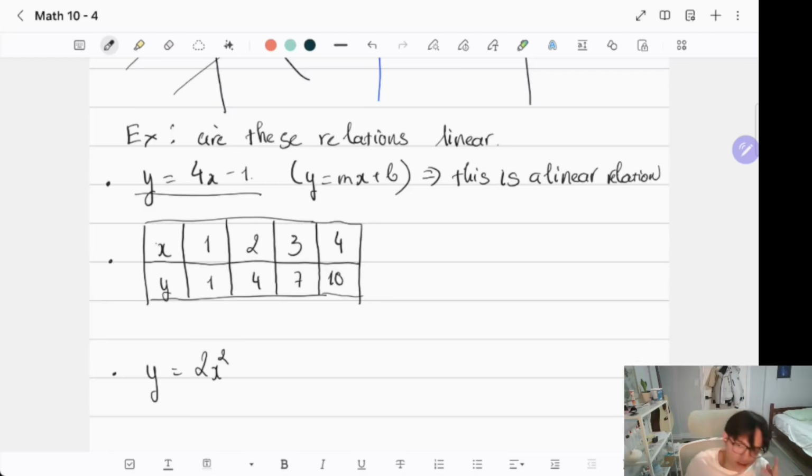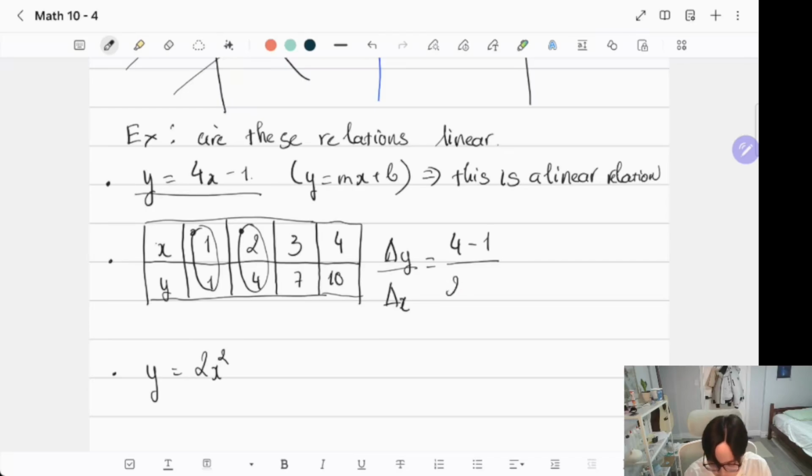Okay, so the second question is a little bit new for us. When you see a table like this, you can try to calculate the rate of change, which is delta y divided by delta x, right? First of all, for example, I choose this point and this point to calculate the rate of change. So the delta y is 4 minus 1, and delta x is 2 minus 1, which is 3 over 1, equal to 3, right?